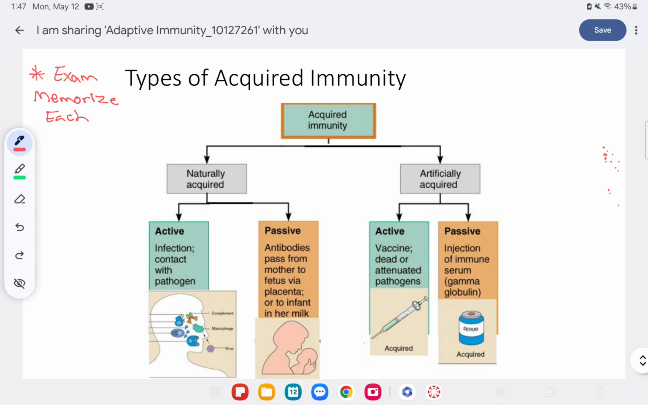And you'll go through the motions and bind it and trigger the B cell, and it'll divide, and you get your memory and the plasma cells and the antibody. Okay, fine. And you get the memory.